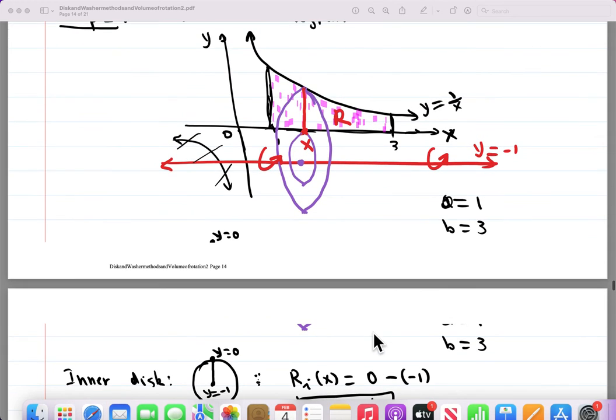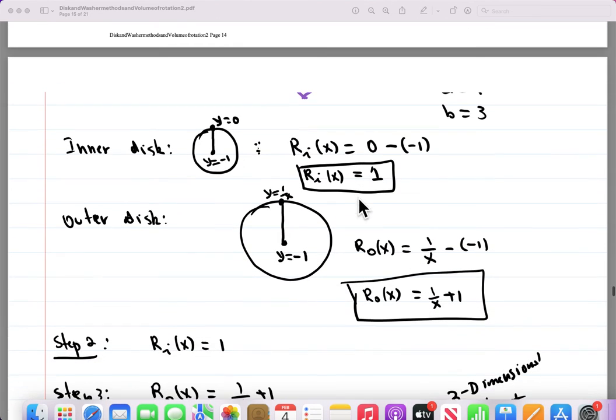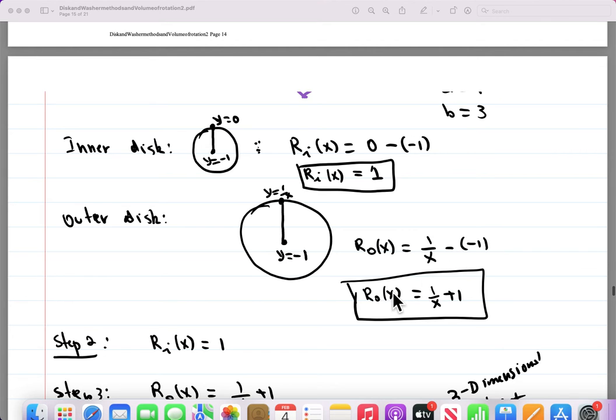Now, the outer radius, you get it by this top end point of the cross-section line to the line of rotation, because that's the radius of the bigger circle. So it goes from here to here. So what is it? The top point here is the function itself, 1 over x. And the center is at y equals -1. So the outer radius is going to be 1 over x minus -1, which gives you 1 over x plus 1. Okay. So that gives us the outer radius.